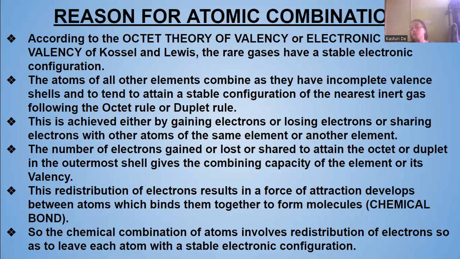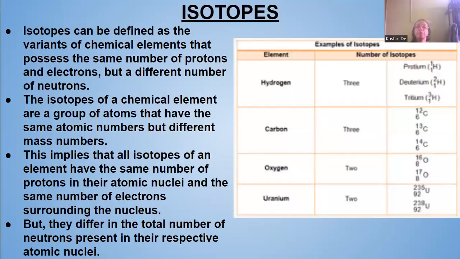Like that, here also this happens, that when there is sharing or losing or giving, gaining electrons, then the bonding becomes strong. They form the force of attraction between them, and that will create a bond between them. That is known as chemical bond.